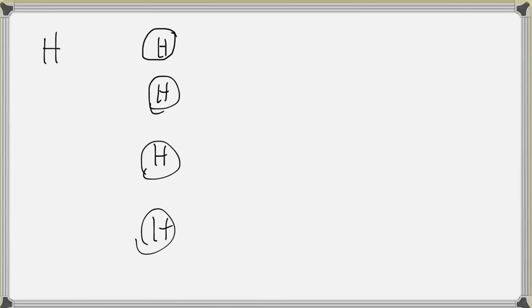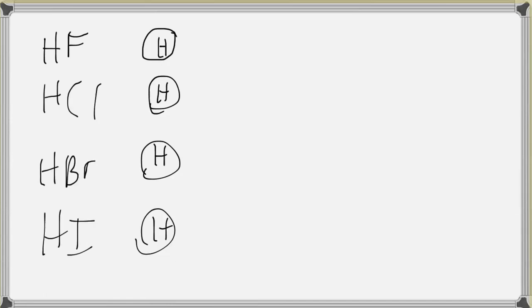Let's do this again: HF, HCl, HBr, and HI. Now, what does change in these binary acids is the size of the anion, right? If we were to look at these anions in terms of their size, we'd see that fluorine looks something like this in terms of its size. So it's kind of pretty large.